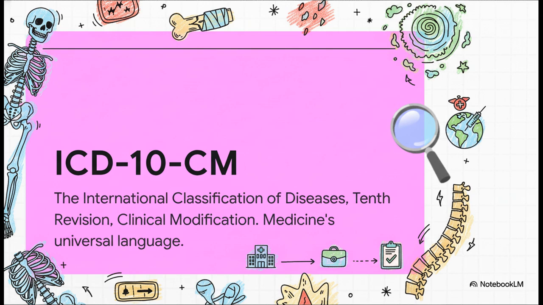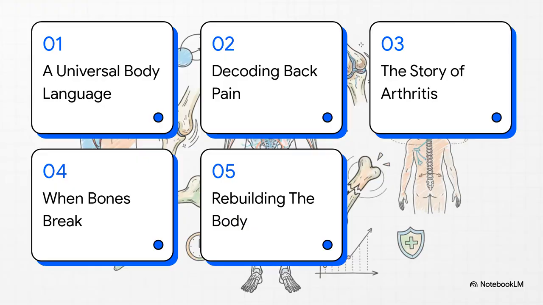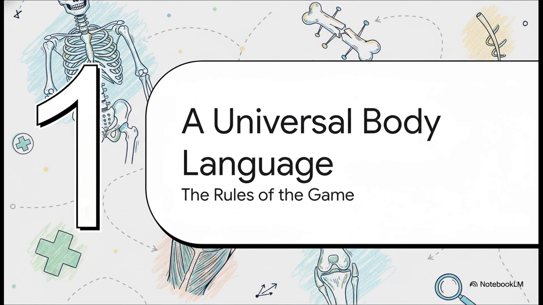Now, I want you to think of this less as just a boring list of codes and more like a global language for medicine. It's all about precision, turning these really complex conditions into crystal clear data that can be shared and understood anywhere in the world. So in this explainer, we're going to build this language from the ground up. We'll start with the basic rules, then we'll apply them to really common stuff like back pain and arthritis. We're even going to follow the entire journey of a broken bone, from that first injury all the way to the final fix.